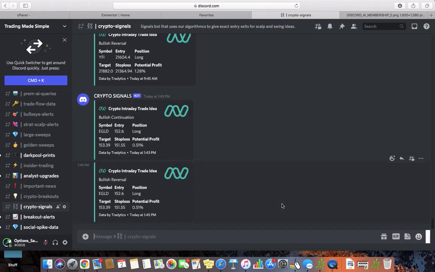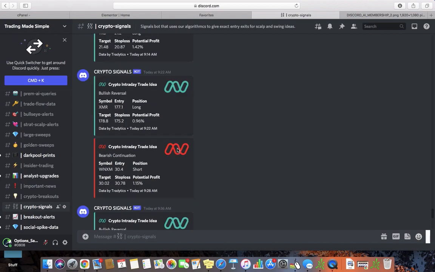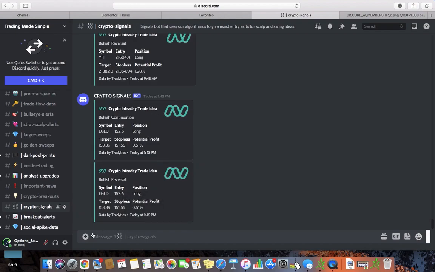So now, in this one I like because in these crypto signals, they're basically just alerts. So a bullish reversal, they give you the symbol, entries 152, targets 153, stop losses 151, and the greens are calls and the reds are puts.